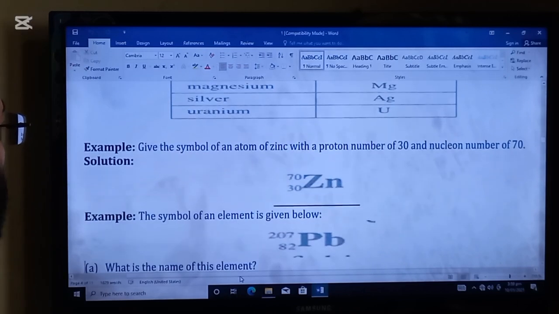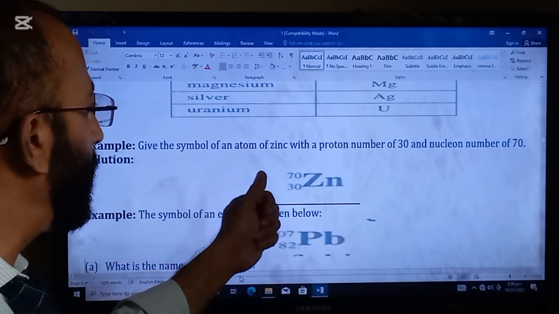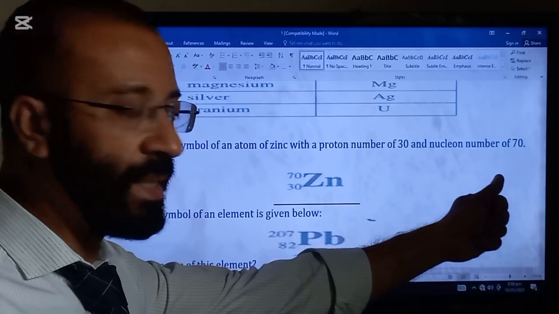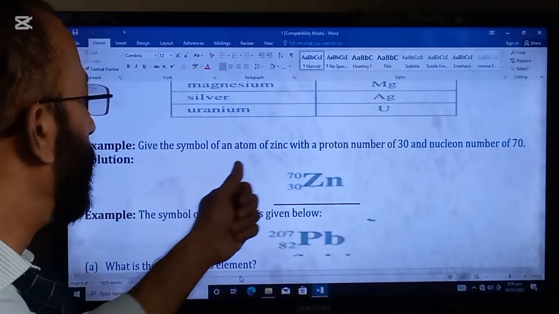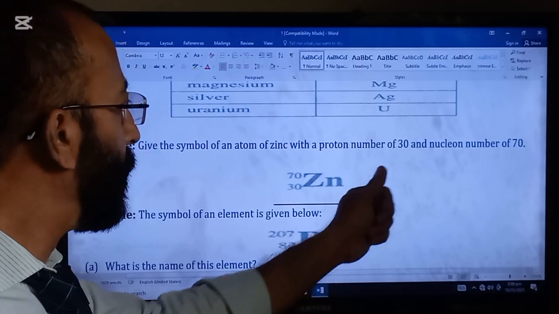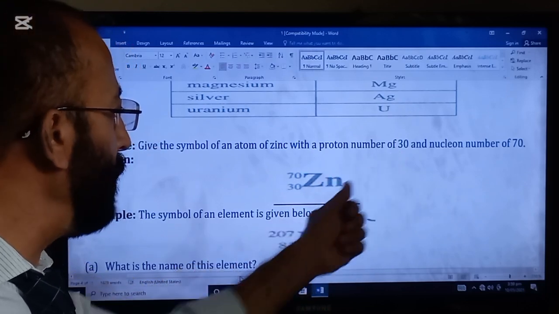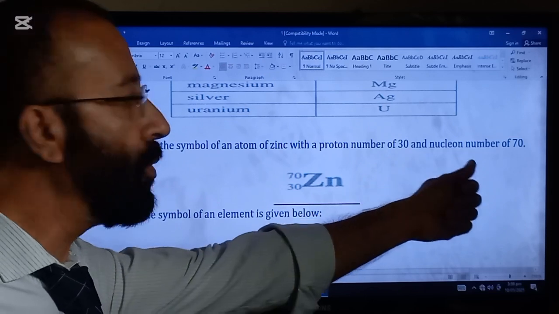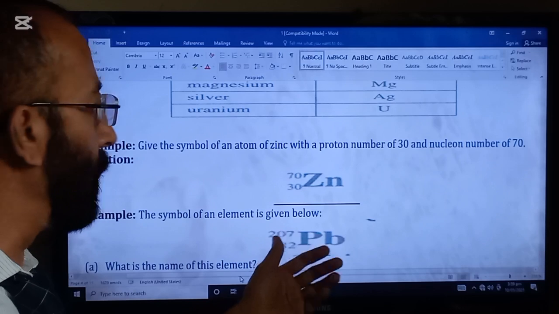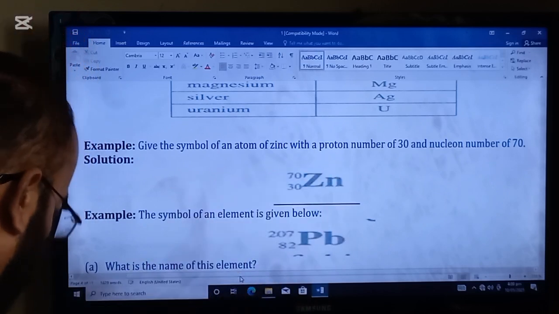And another example is here. Give the symbol of an atom of the zinc with a proton number of 30 and nucleon number of 70. So zinc's symbol is Zn. Proton number is always placed in bottom. So 30 will be placed in bottom. And nucleon number is placed on the top. So 70 is on the top. So this is the symbol of an atom of the zinc.